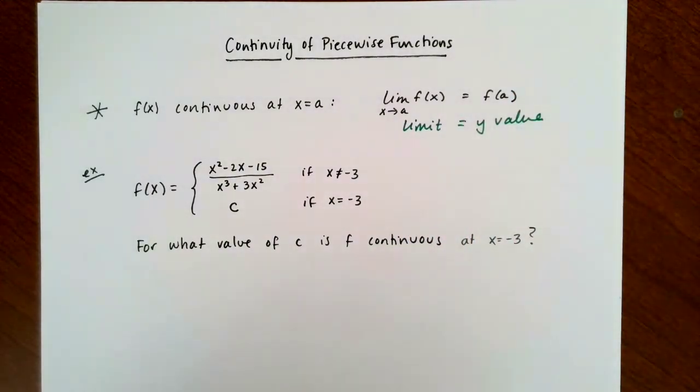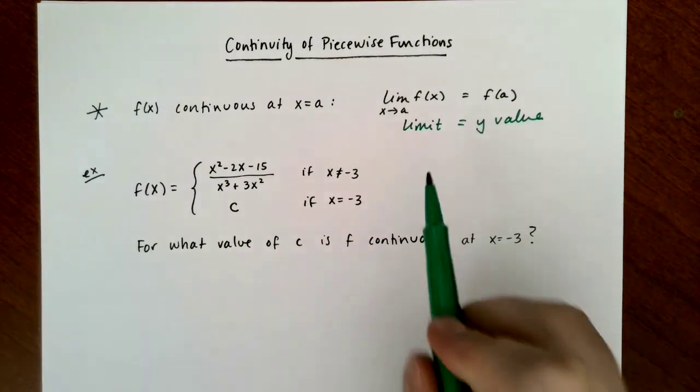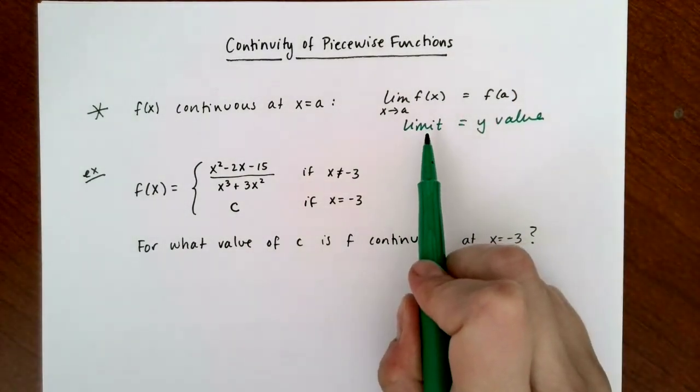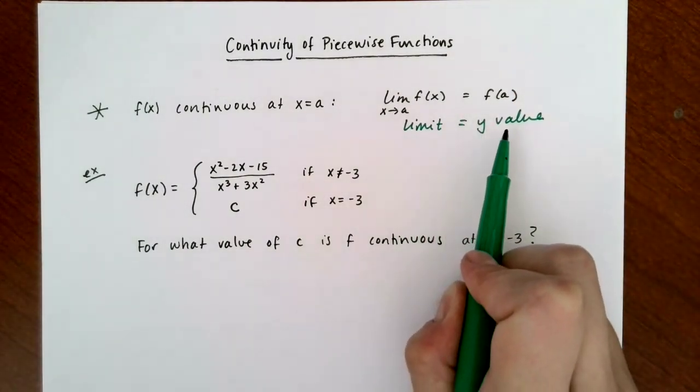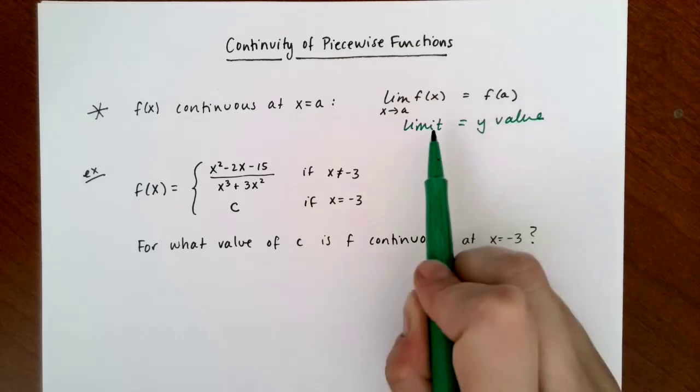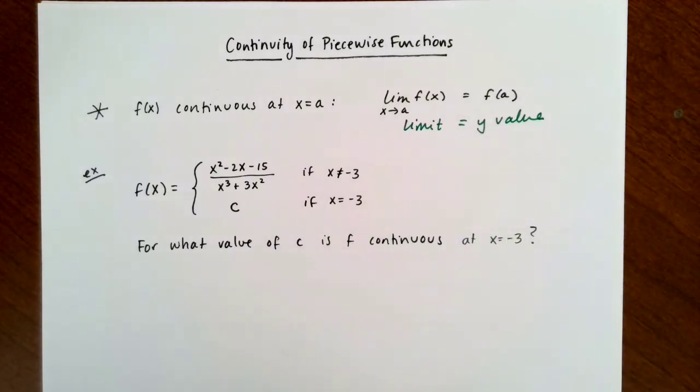So there's no jumps, holes, vertical asymptotes, no funny business, right? The limit exists from both sides. The y value exists, and it's not in some random far away place. It is the same as the limit.